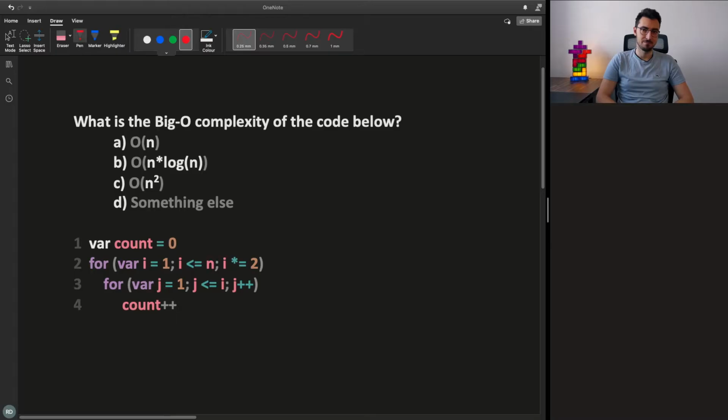4 lines of code, and your task is to figure out the complexity of this code. Take a few moments, read it, and think about it. Is it big O(n) complexity? Is it n log n? Is it n squared? Or is it something else?